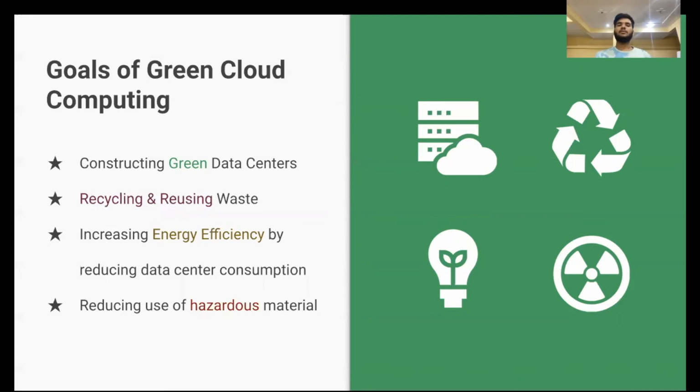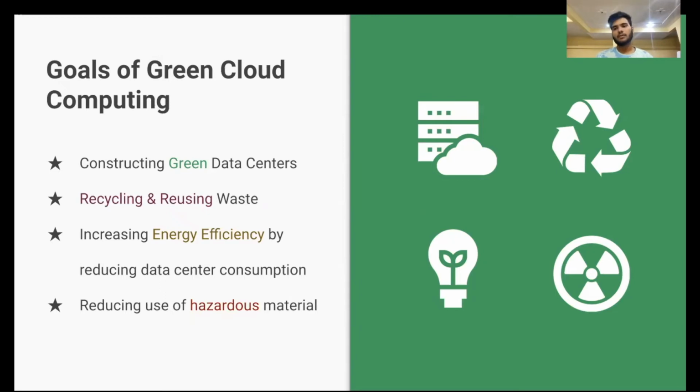The third goal of green cloud computing is increasing energy efficiency by reducing data center consumption. Again, like I mentioned in the first point, you need to use energy efficient appliances. That could be lighting itself, where you have automated lighting when there is no manpower or no human inside the data center or a particular section of the data center. You switch off the lights, basically motion sensing lights, and you could perform DVFS, where you're decreasing or increasing or fluctuating the voltage of the appliance as per the need.